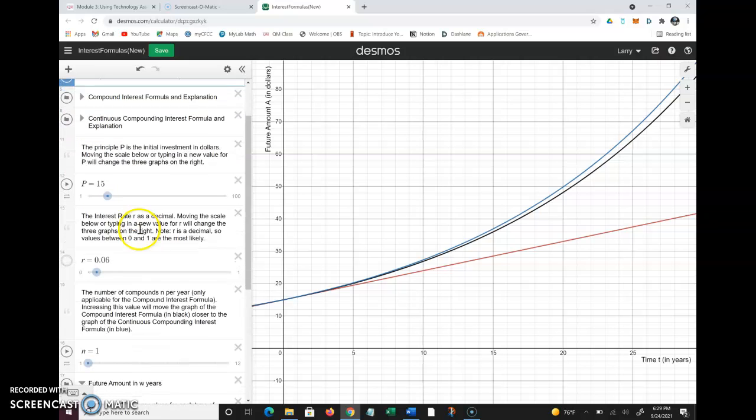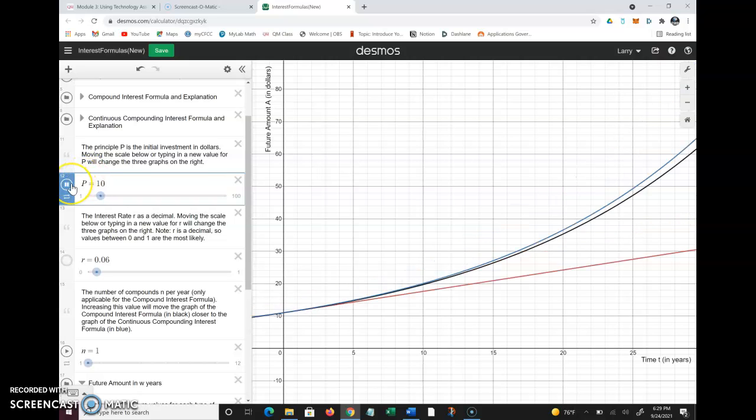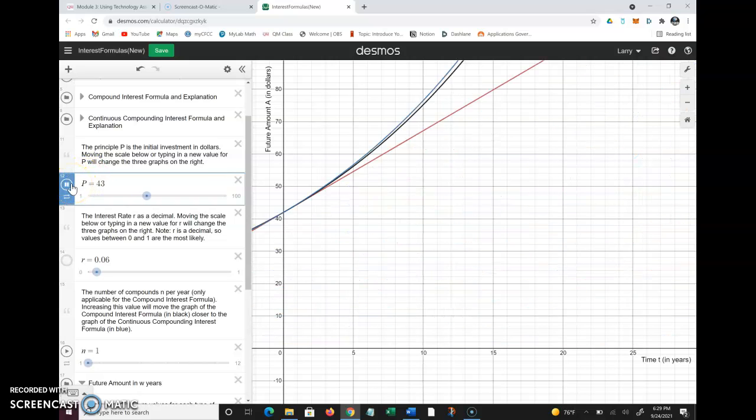My first bar is P. I've set my limits so the lowest value that you can plug in for P is 1. The greatest is 1,000. The steps are 1. You can always come in here and type a different value. You can also press play, and you can see how our graph is changed by different values of the principal.